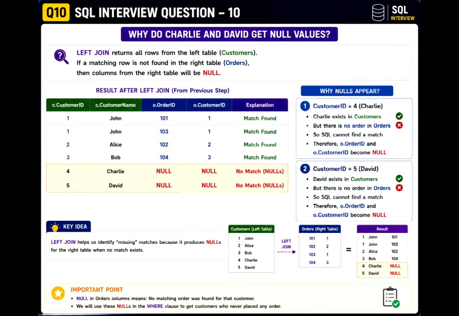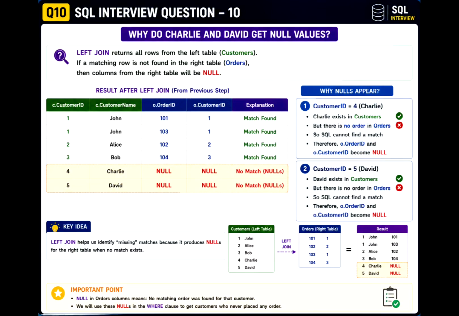What happened in David's case? Customer ID equal to 5, customer name David. Again, SQL searched the order table for customer ID 5. No matching record is found. So David is also returned, but all columns from the orders table become null. What does null mean here? In this scenario, null does not mean empty data. It means no matching record exists in the orders table. This is a very important interview concept.